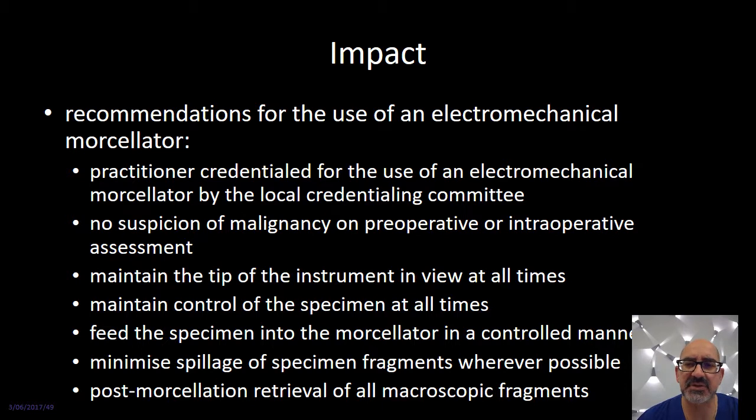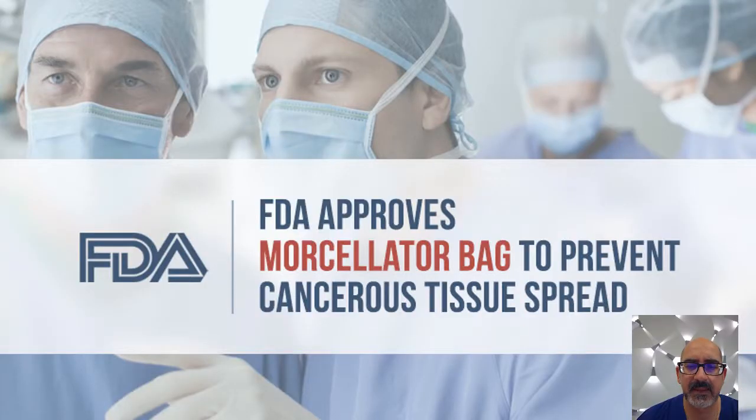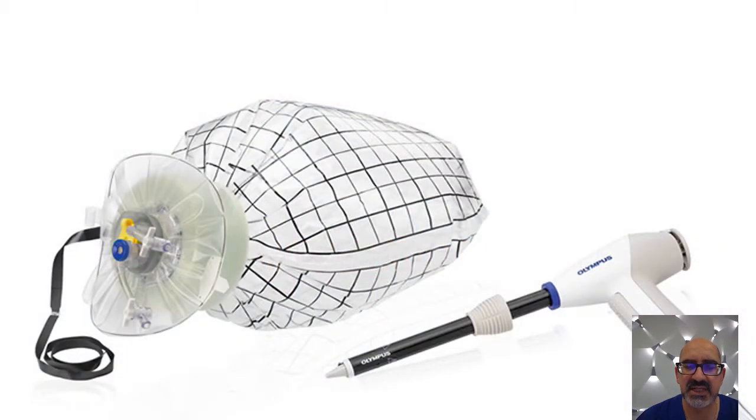So the recommendations for the use of an electromechanical morcellator, and this in Australia now is becoming more and more difficult, really are as follows, and really it means appropriate training and credentialing in the use of this instrument and containing any fallout. In fact, the FDA has now approved the morcellator bag to prevent the spread of tissue, and this is the type of device where the fibroid is contained within the bag and morcellation occurs in the bag.